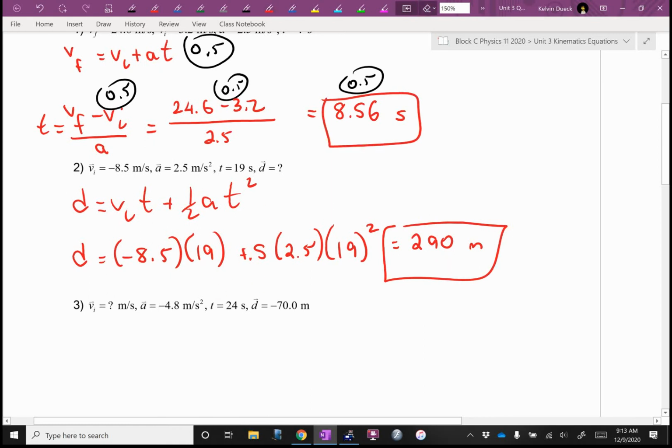What if I've got a negative answer? I should be fussy. It's not a distance. It's a displacement. The negative would tell me, hey, you started out going backwards, and even though you're slowing down, you're still behind from where you started from.